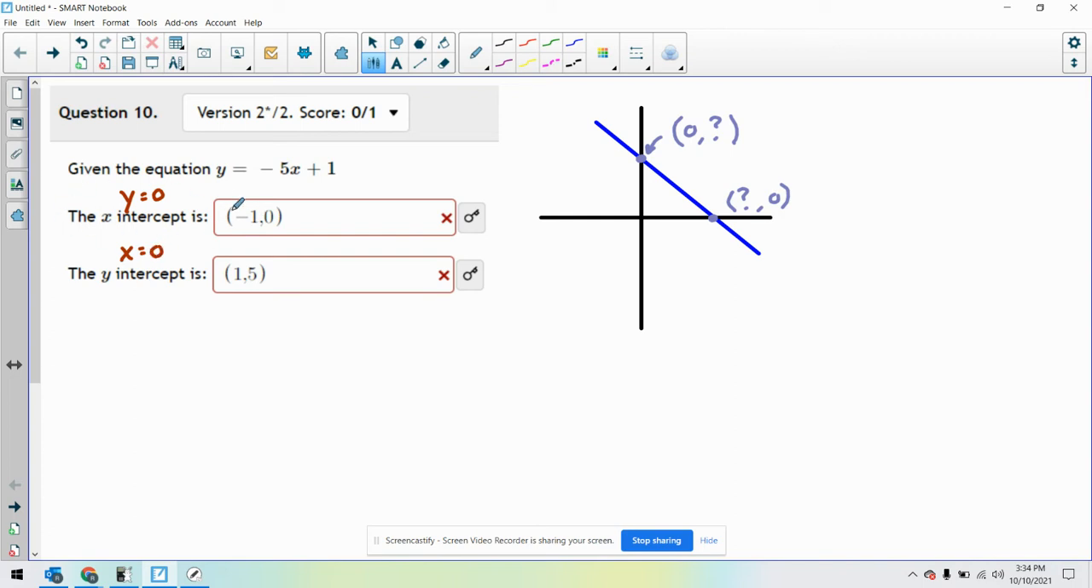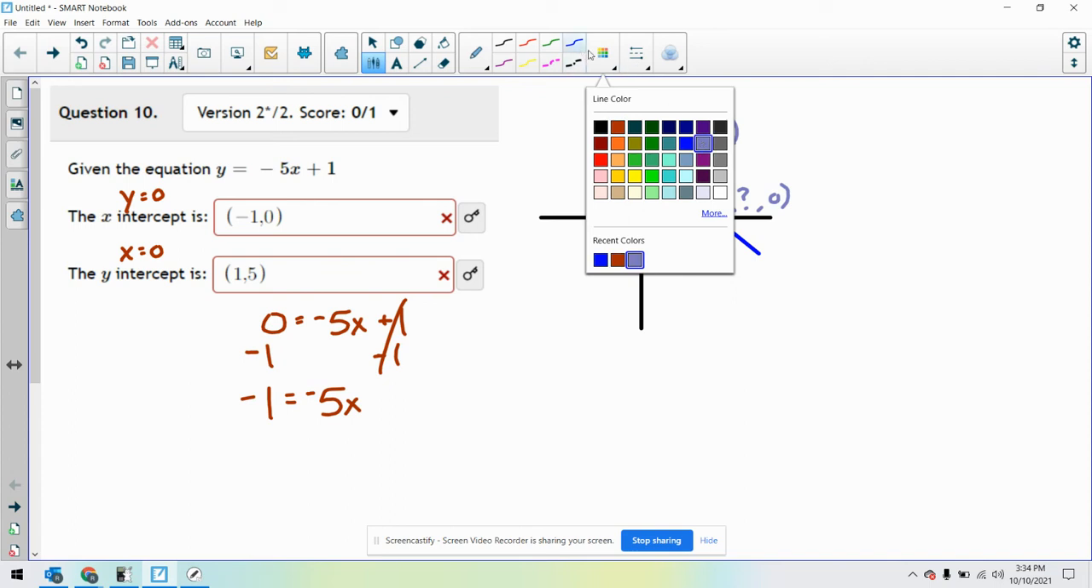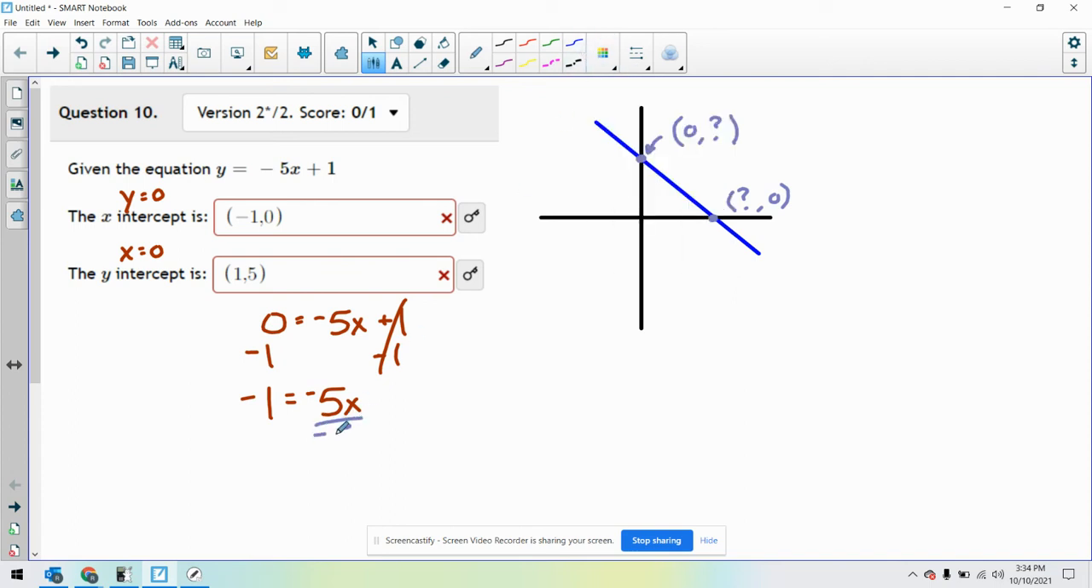So let's do the x-intercept first. I'm just going to rewrite the equation, but replace y with 0. So I get 0 equals negative 5x plus 1. I have to solve this for x. So I'm going to subtract 1 from both sides. So I get negative 1 equals negative 5x. Now to get x by itself, just divide both sides by negative 5.